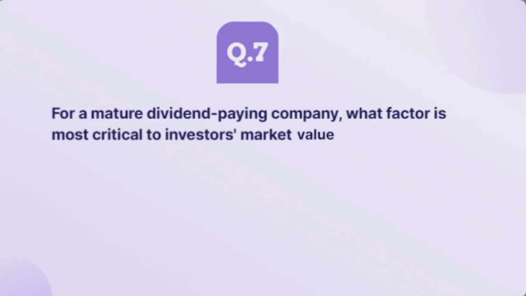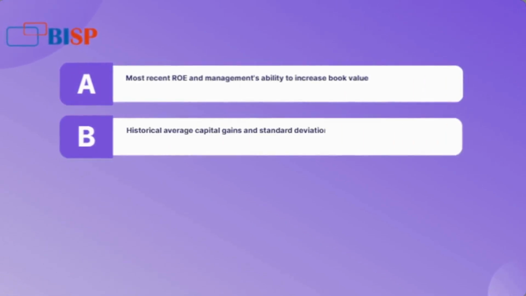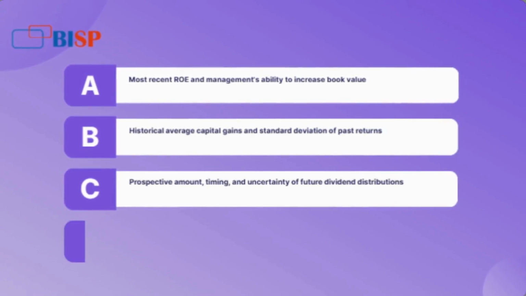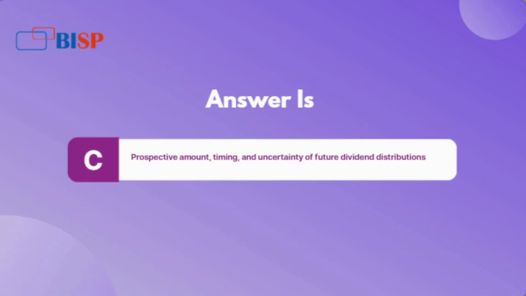For a mature dividend-paying company, what factor is most critical to investors' market value expectations? A. Most recent ROE and management's ability to increase book value. B. Historical average capital gains and standard deviation of past returns. C. Prospective amount, timing, and uncertainty of future dividend distributions. D. None of the above. Answer is C. Prospective amount, timing, and uncertainty of future dividend distributions.